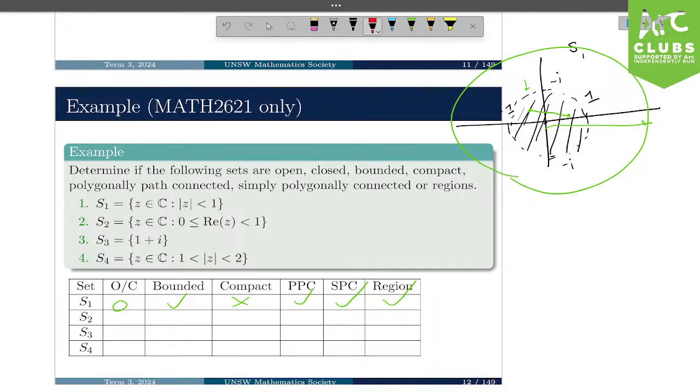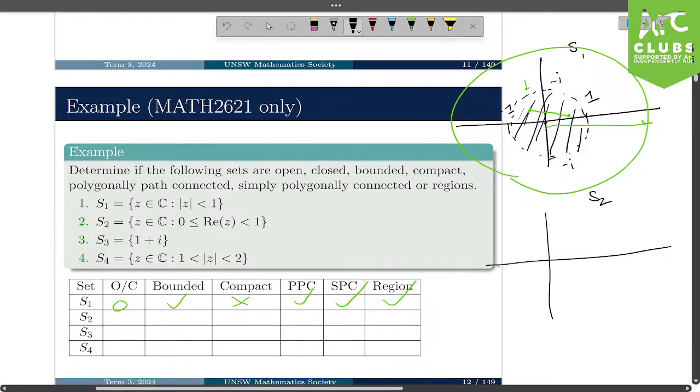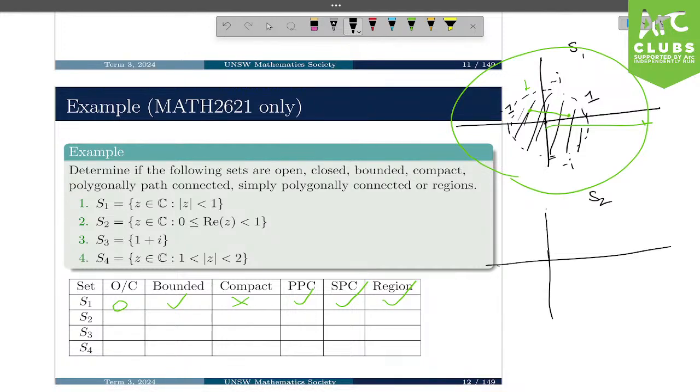And we can continue on. We'll do S2 and S3. We'll skip S4. So S2, what does S2 look like? S2 is just a region, including this 0, but not including this 1, and it's everything in between here.